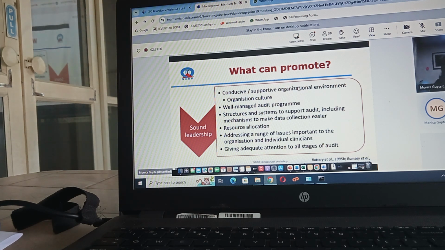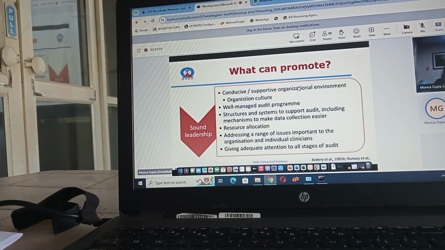Allocation of resources. Suppose there is a heart-based cardiac team or a neuro team, but they want to do a stroke audit. Now a neurosurgeon or neurophysician moving around collecting data is unlikely to happen. So maybe some medical officers can do it, maybe some nurses can do it. So this is about manpower.